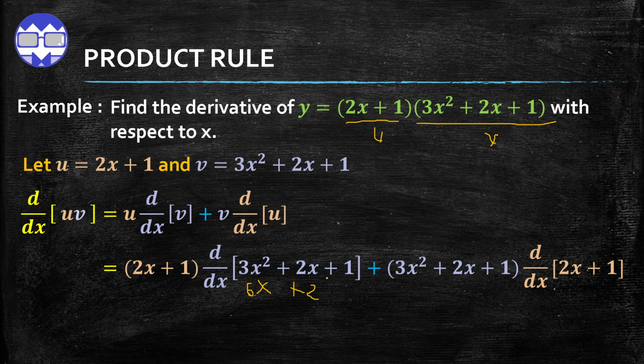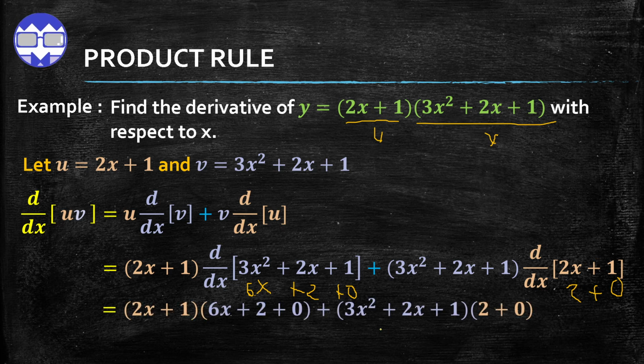X to the power of 0, so it's just 1. And of course, this is 0, so plus 0. Here, the derivative is just 2 plus 0. Because you subtract 1 in the exponent, so it's x to the power of 0, which is 1. So we will get something like this. Simplify further.